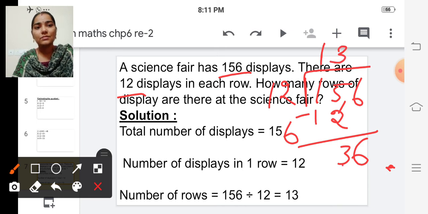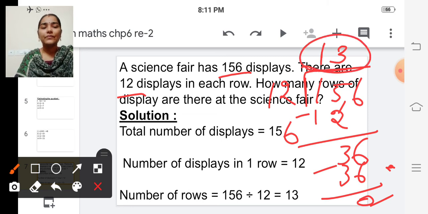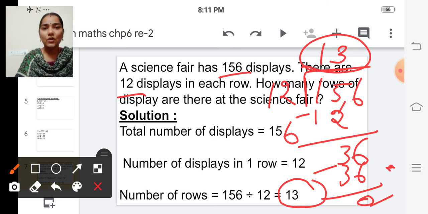So 3 times 36. So if we subtract, remainder is 0. So how many rows are there? There are 13 rows. Okay, there are 13 rows of displays at the science fair.